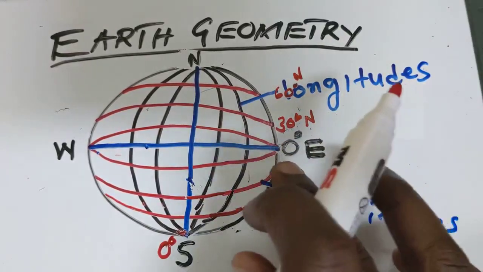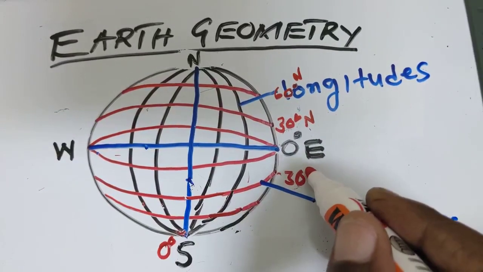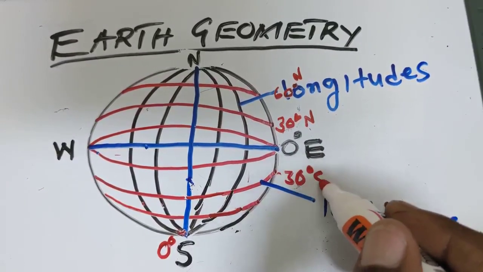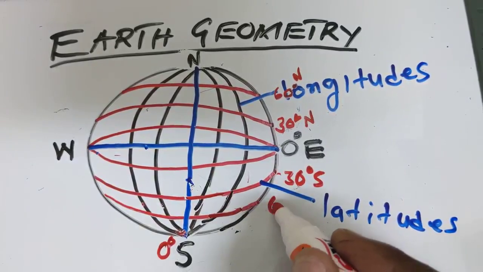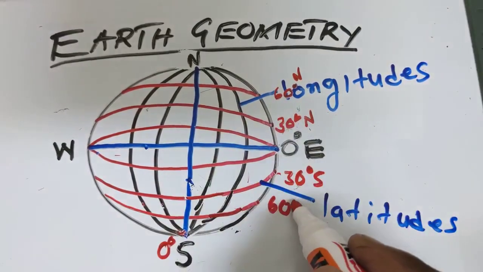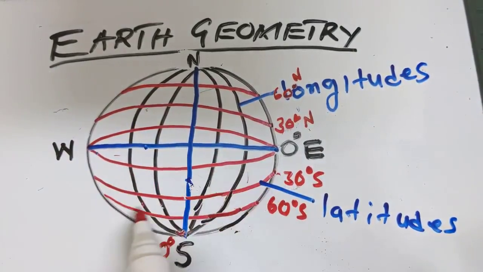Let's say we have 30. Okay, we have 30 degrees. So this is south right here. So this as well, let's say it is 60, like we have done there, degrees south, because it is in the south region, like that.